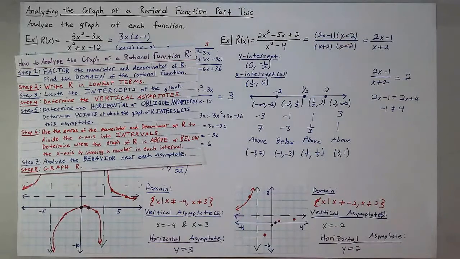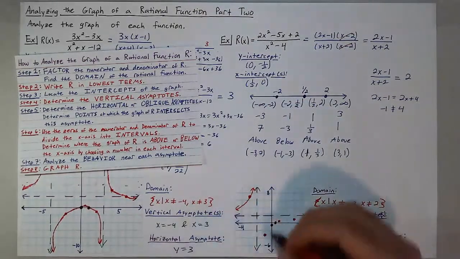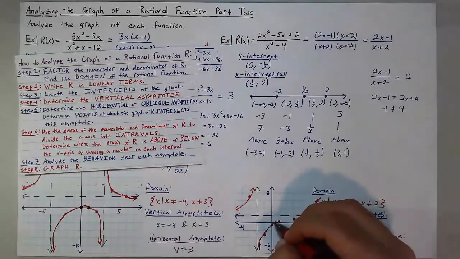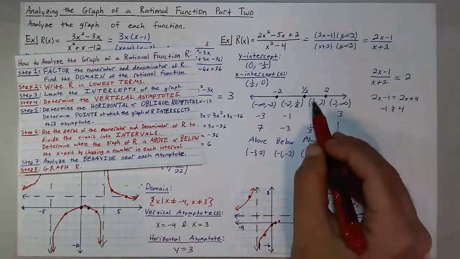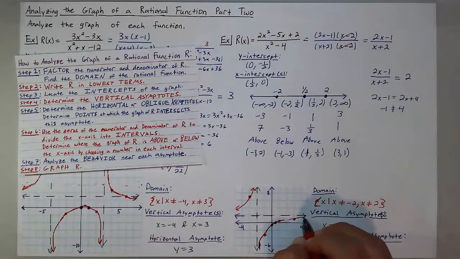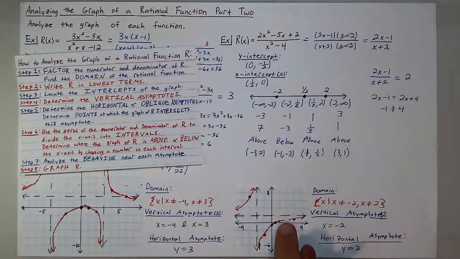And over here, from negative 2 to that 1/2, where it crosses the x-axis, it's below. So it's going to go from following this green asymptote up and then curve through your points. And then from 1/2 onward, it should be above the whole time. But what happens at 2? It's undefined at 2, so I know I can't put a point there.